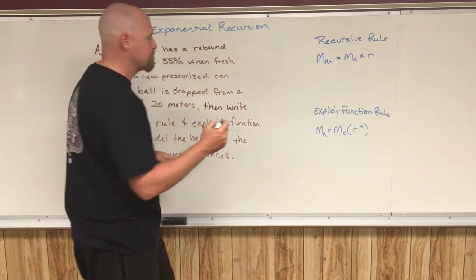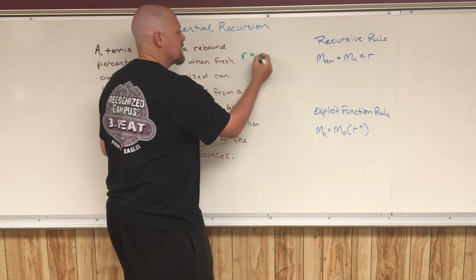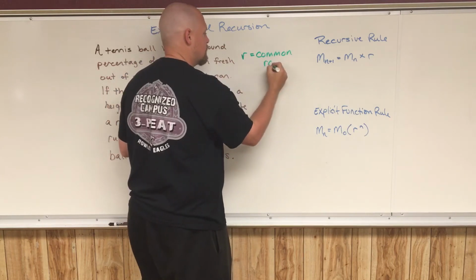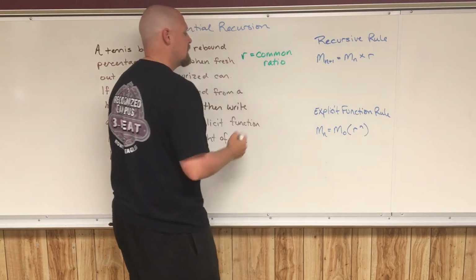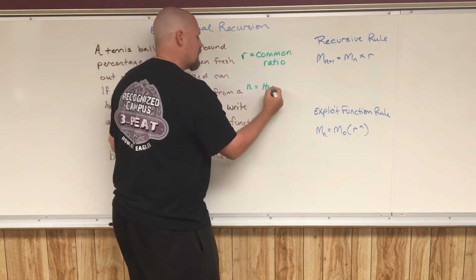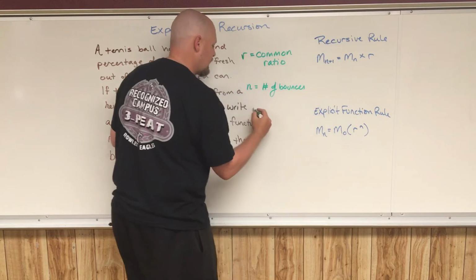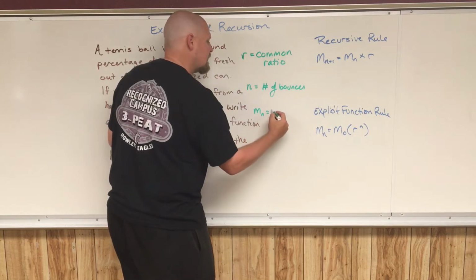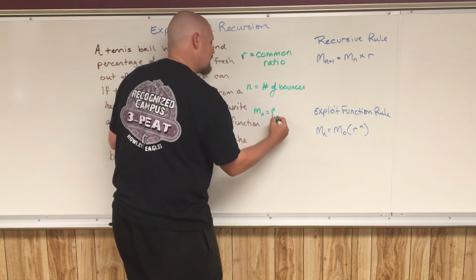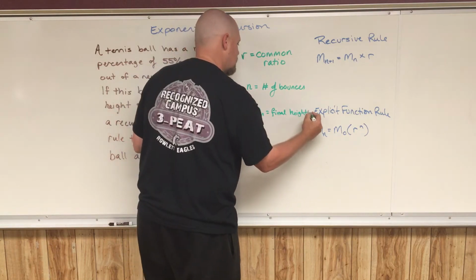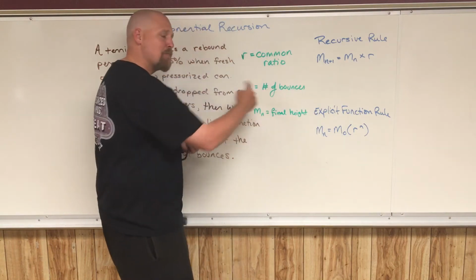R is the common ratio. N is the number of bounces. And m sub n is the final height after n bounces.